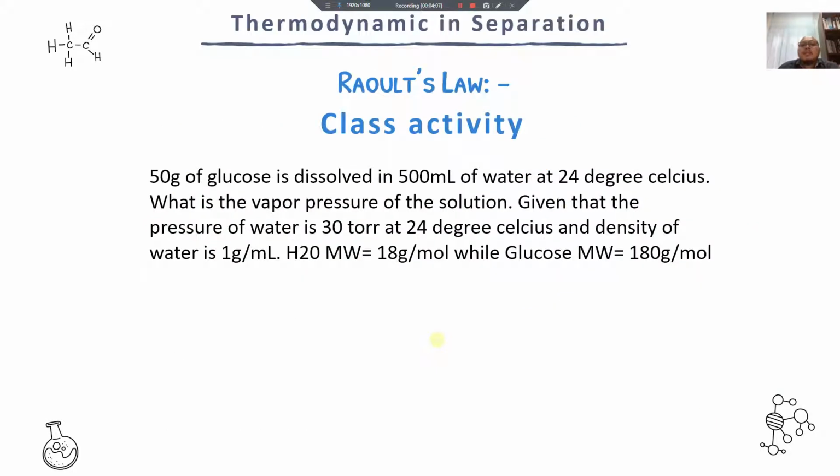So this one is a class activity. 50 grams of glucose is dissolved in 500 ml of water at 24 degrees Celsius. What is the vapor pressure of the solution? Given that the vapor pressure of water is 30 torr at 24 degrees Celsius and the density of water is 1 gram per ml. I leave this for the class activity, and we will discuss it next week.